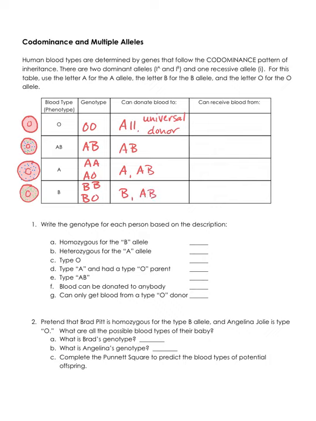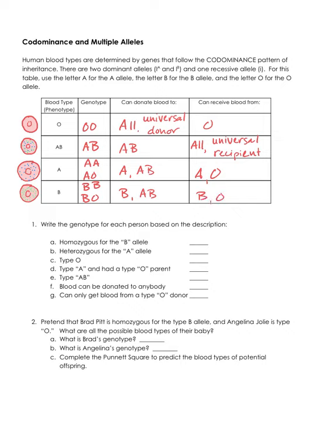When you receive blood, if you have type O blood, you can only receive blood from other people with type O. If you have type AB blood, you can receive blood from all people because you are the universal recipient. If you have type A blood, you can get blood from other people with A or O. And if you have type B blood, you can receive blood from people with B or type O.